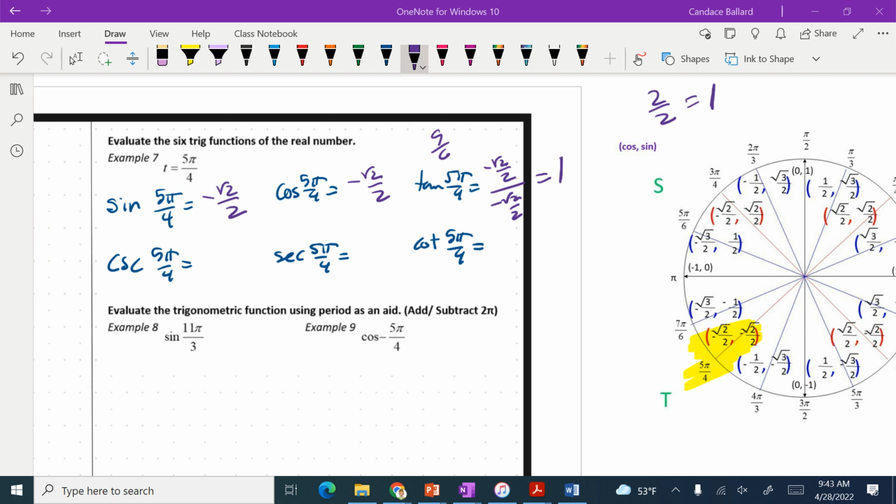All right, let's do all the reciprocals. So I know that cosecant is the reciprocal of sine. So what do I get when I flip? It's negative what?